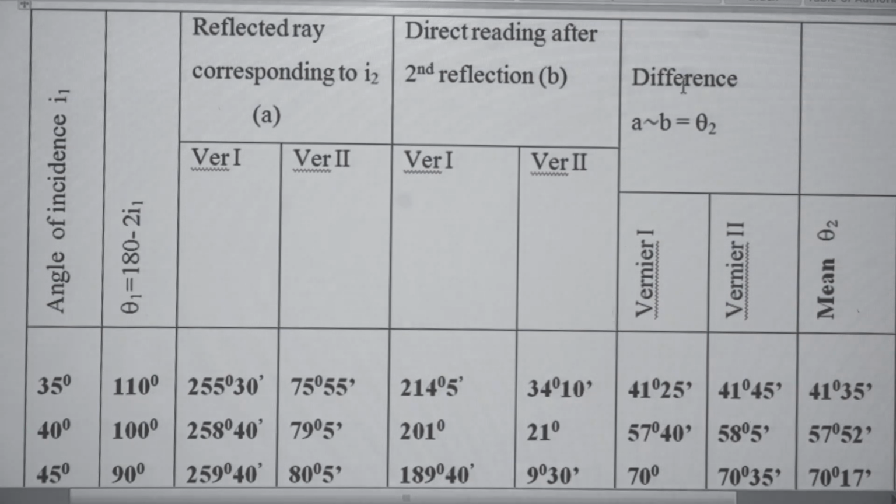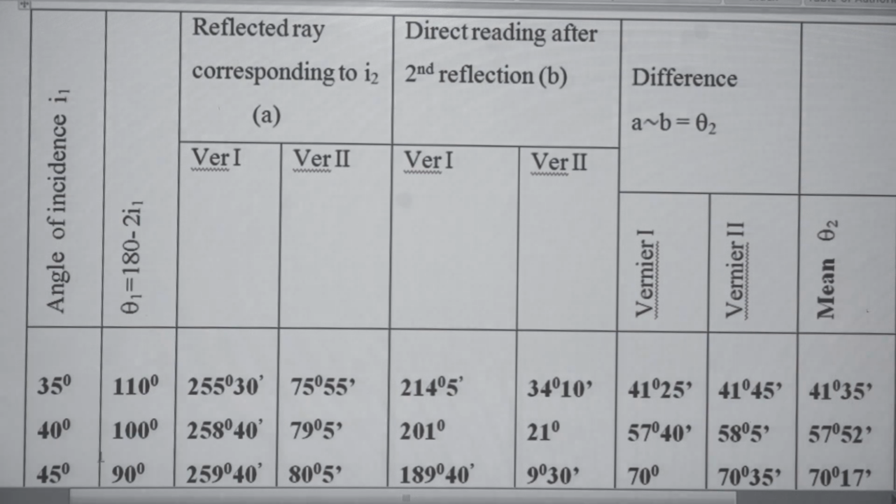Then we can find the difference, A difference of B. This is A and this one is B. For Vernier 1, 255 degree 30 minute, difference of 214 degree 5 minutes, that is equal to 41 degree 25 minutes. Similarly in Vernier 2, 75 degree 55 minute minus 34 degree 10 minutes, that is again 41 degree 45 minutes. The mean of these two is 41 degree 35 minutes.